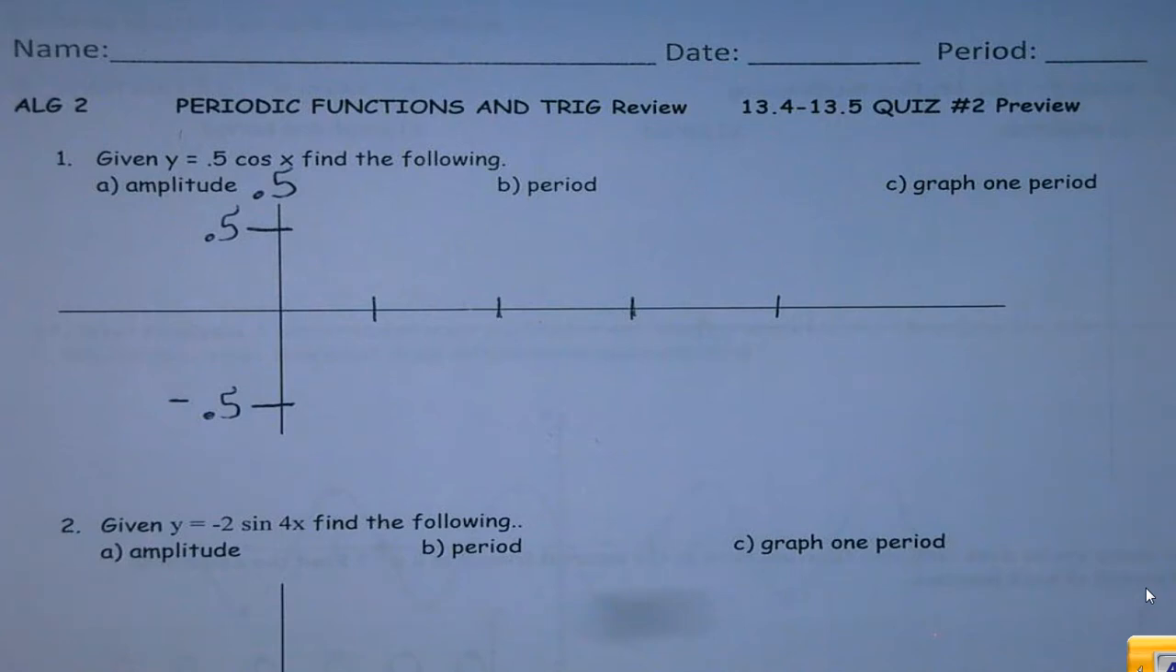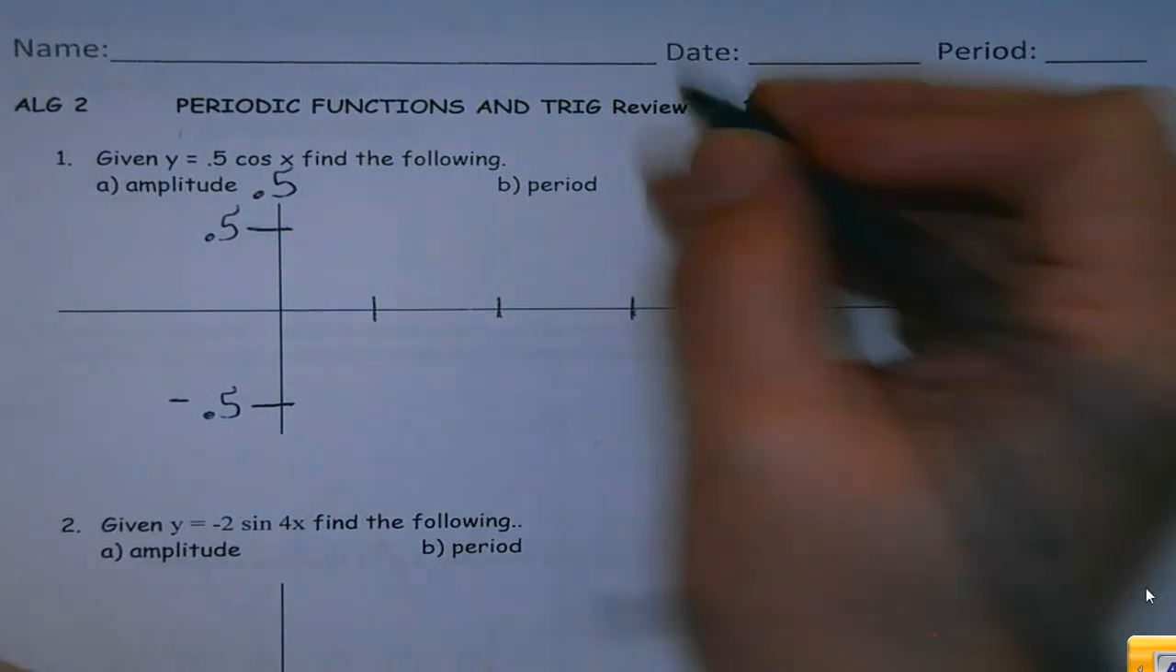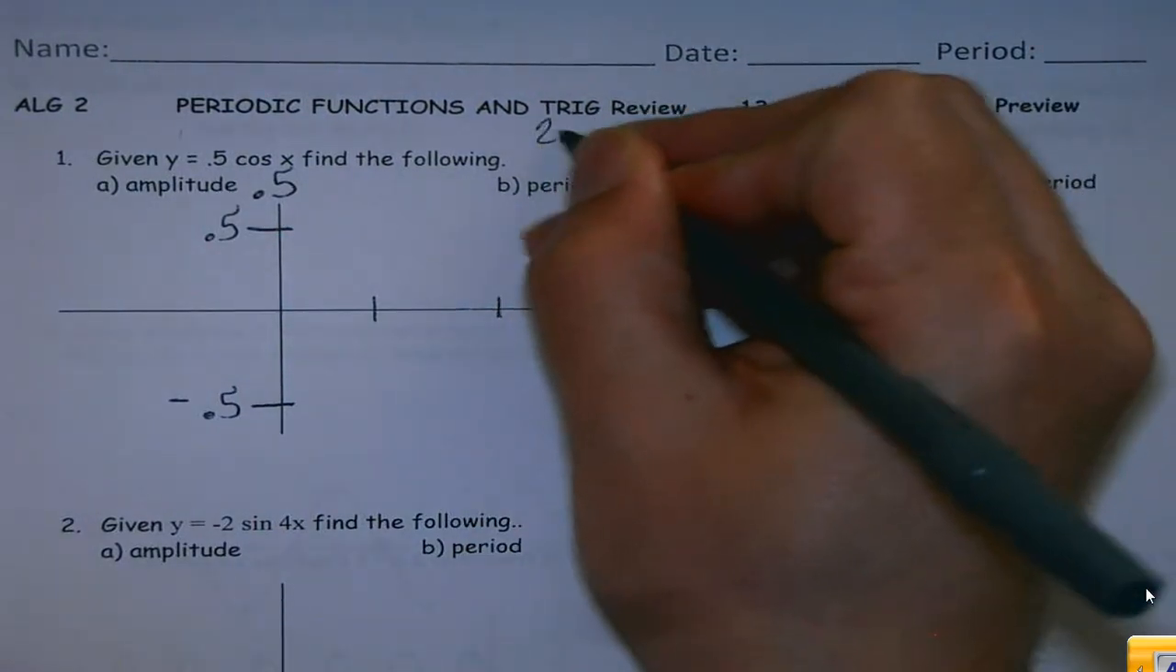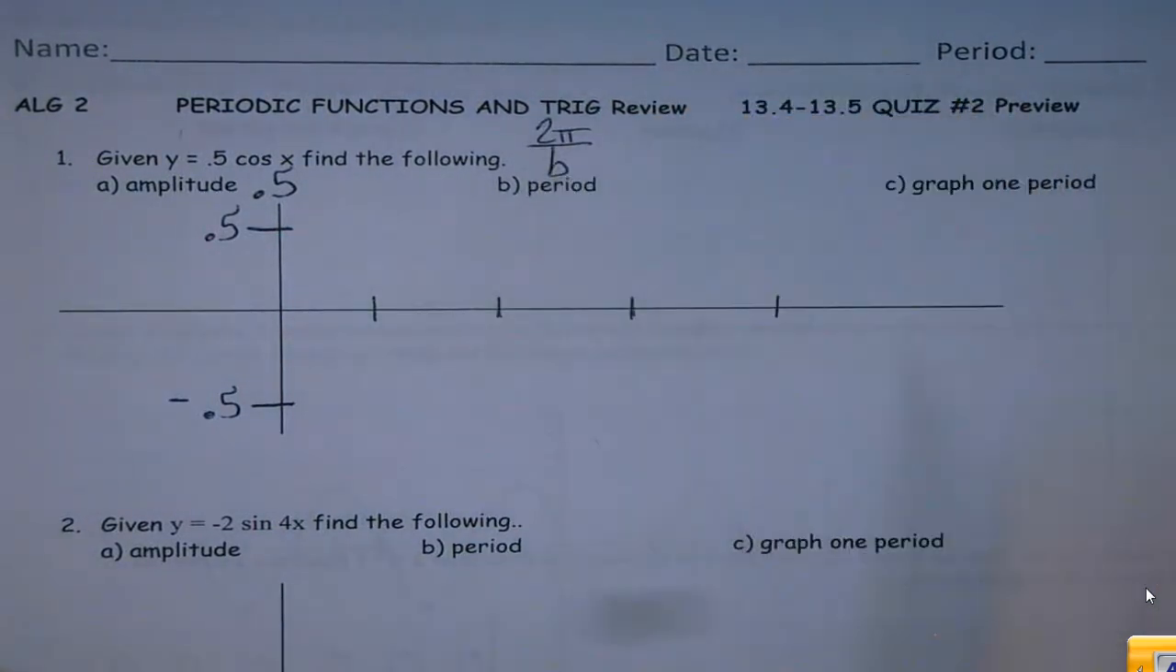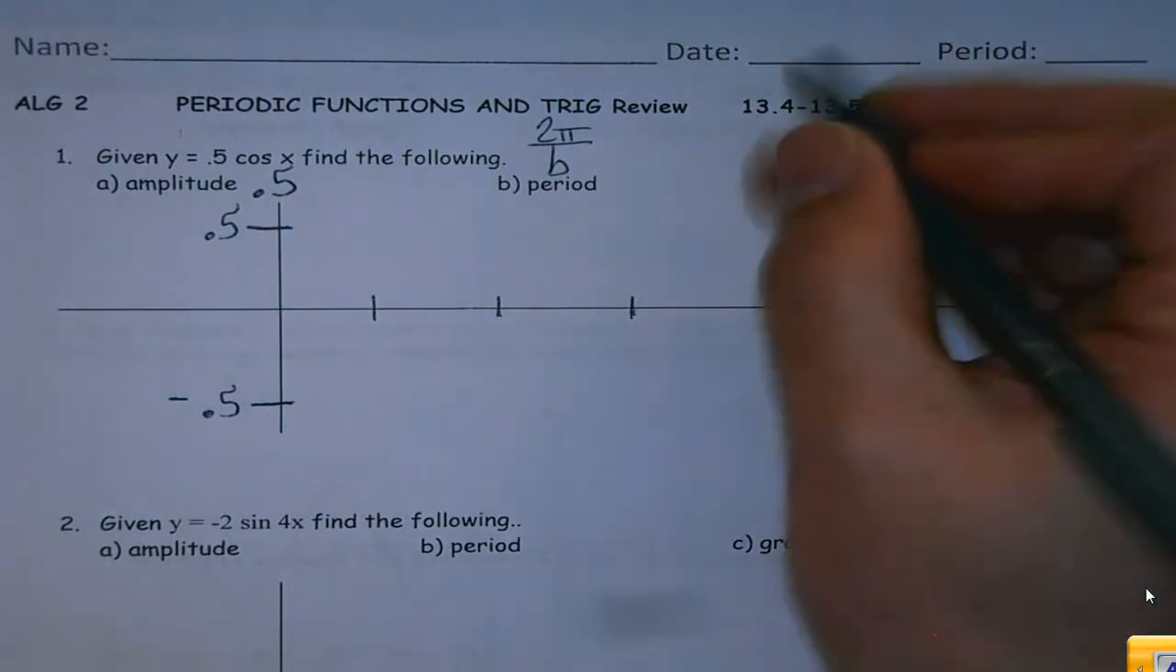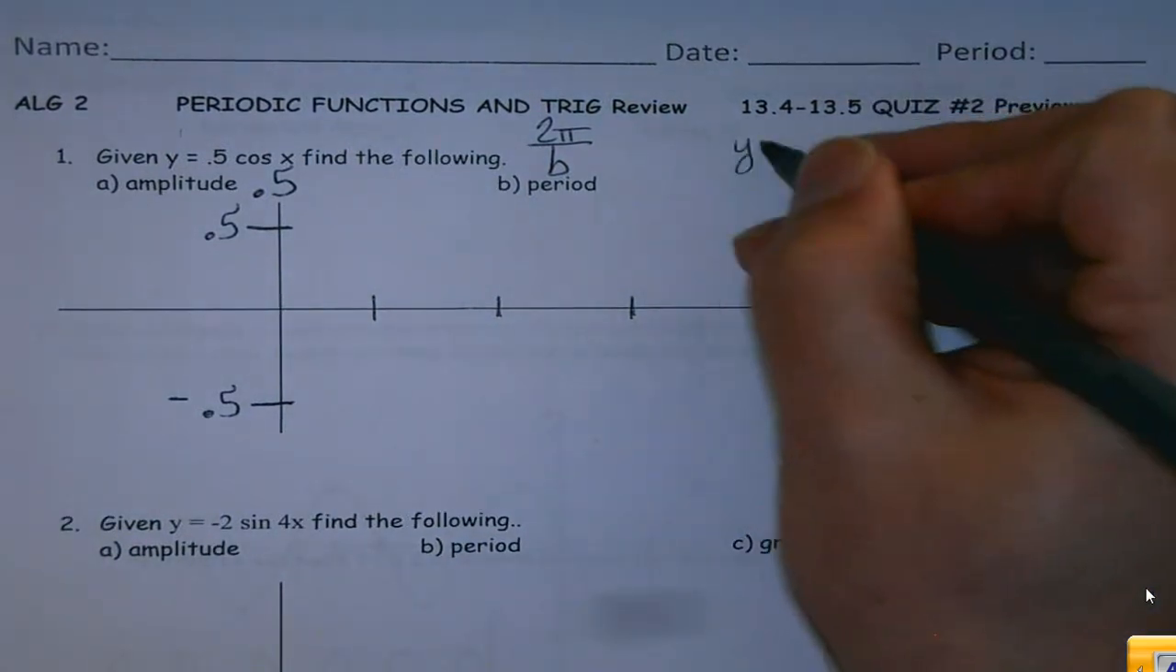What's my period normally in a sine or cosine graph before I know b or anything? 2 pi. So remember, my period formula is to take 2 pi and divide it by b, whatever that happens to be, okay? And so when I'm looking at these, just a reminder, and I'm going to kind of put that over here to the side.